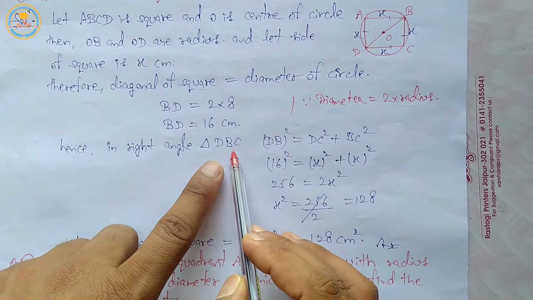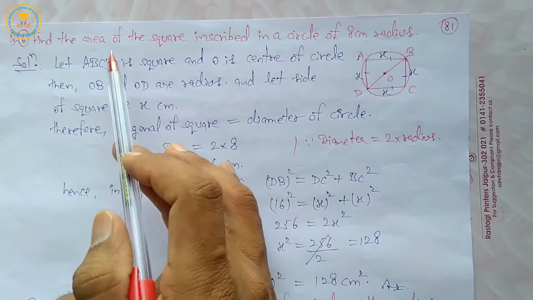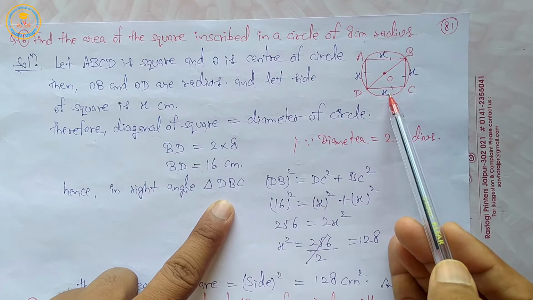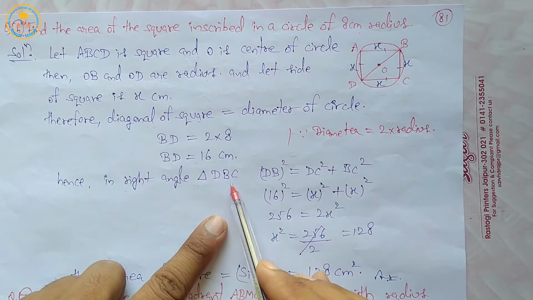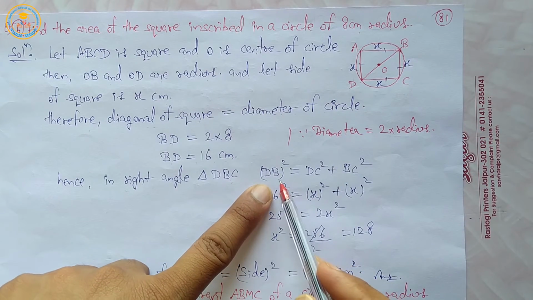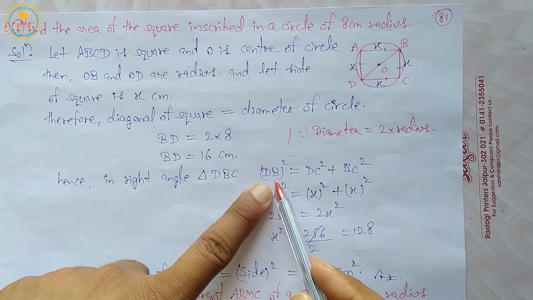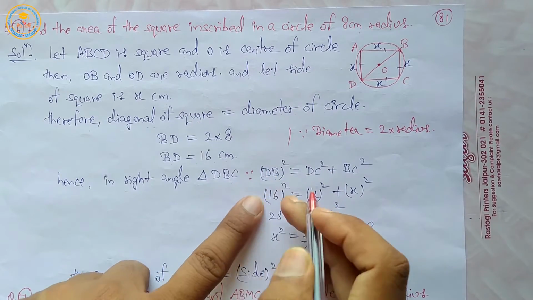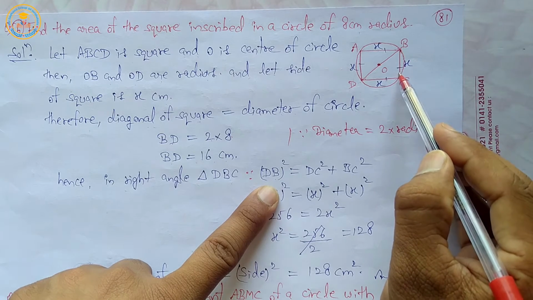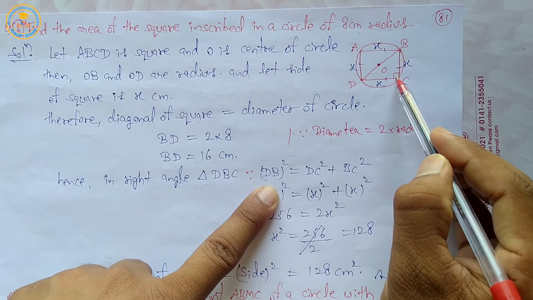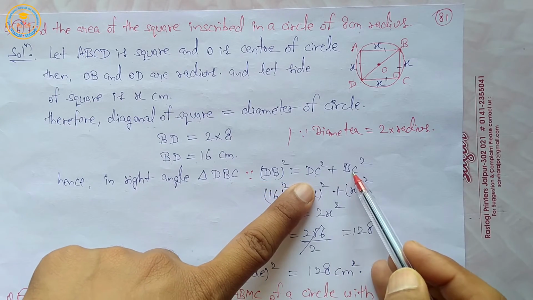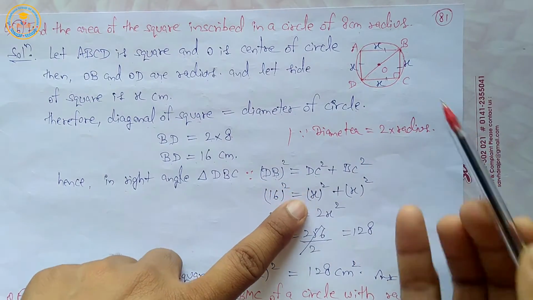Therefore in a right angle triangle we find the area of the square. First we find the side of the square, then we find the area, side into side. In right angle triangle DBC, according to Pythagoras theorem, hypotenuse square equals perpendicular square plus base square, because in a square all angles are 90 degree. DB is the diagonal, so it is the hypotenuse.